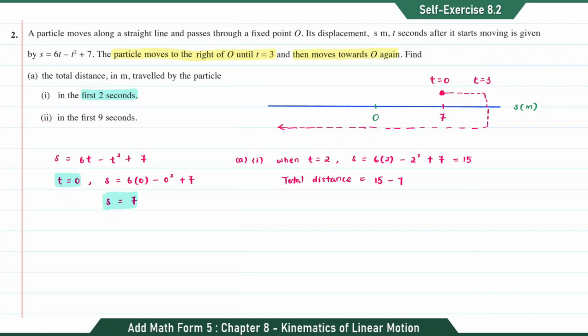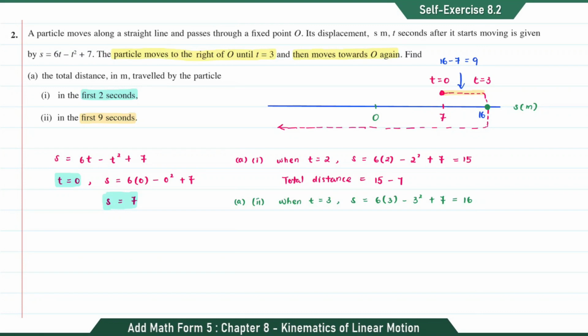Question A2, we're going to find the total distance traveled by the particle in the first 9 seconds. We know that the particle moves in the opposite direction at t equal to 3. So let us find what s3 is. It will be 6 times 3 minus 3 squared plus 7, which is equal to 16. So the distance traveled by the particle from t equal to 0 to t equal to 3 will be 16 minus 7, which is 9.